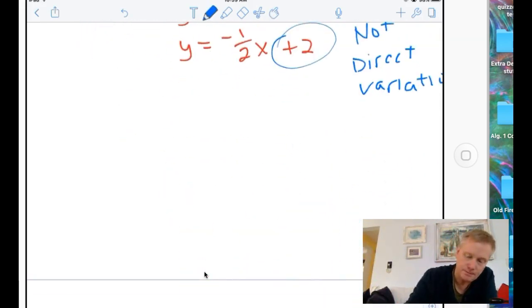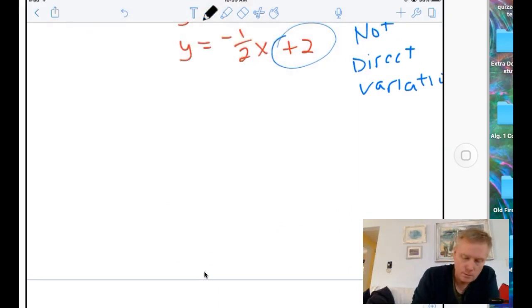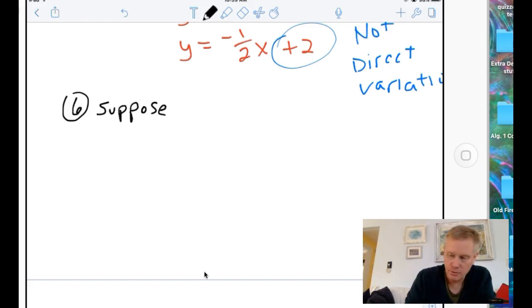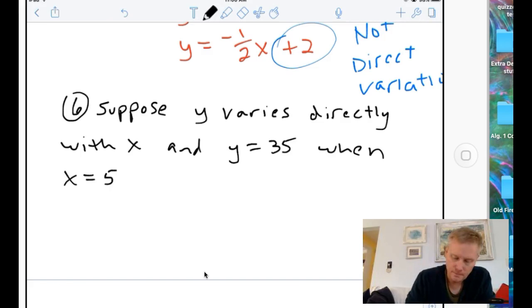Number 6. Suppose y varies directly with x, and y equals 35 when x equals 5. Write a direct variation equation.